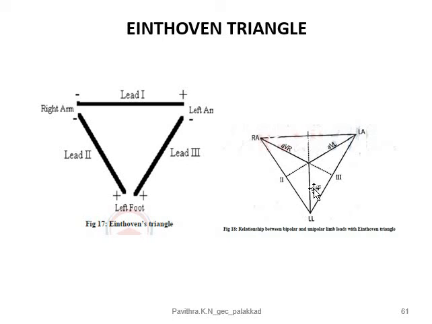Similarly, in AVF, the positive is from left leg and the negative is from the combination of right arm and left arm. And this joint is given to the left leg. So this is AVF. Okay, and this side is lead 1, this side is lead 2, and this side is lead 3. It is the same as explained in this triangle. So this is the relationship showing between the bipolar leads, which are lead 1, lead 2 and lead 3, and unipolar leads, which are AVR, AVL and AVF.